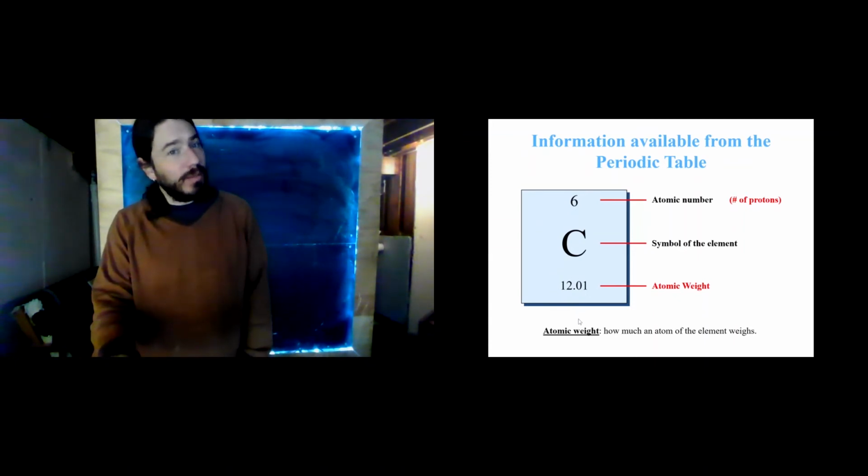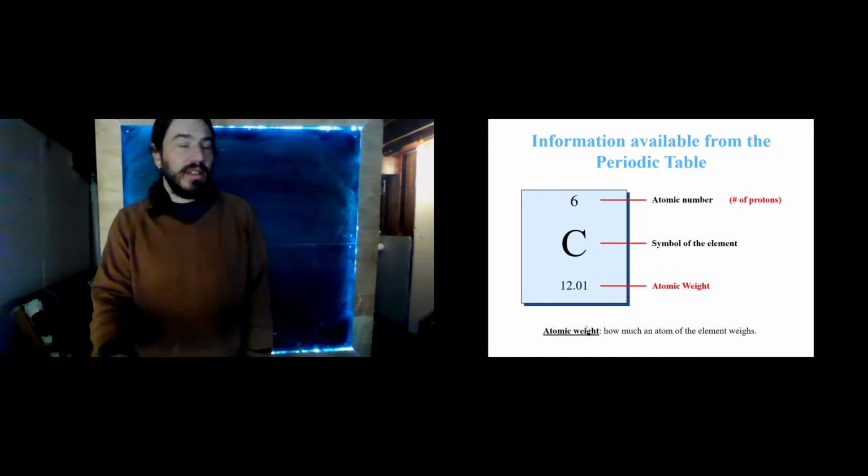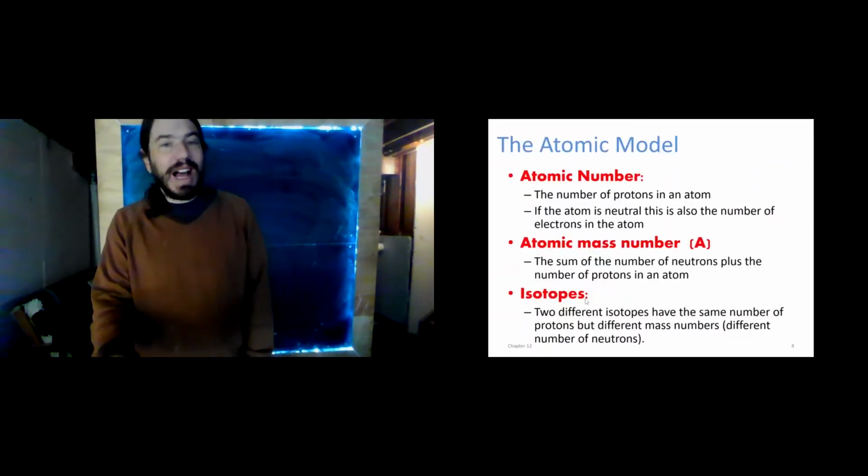So there must be some carbon out there that has either 13 or 14 for an atomic mass number. Since all carbon has 6 protons, that means there must be some carbon out there that has 7 neutrons or 8 neutrons. And indeed there is. Those are different isotopes of carbon. So isotopes are same element but different numbers of neutrons.